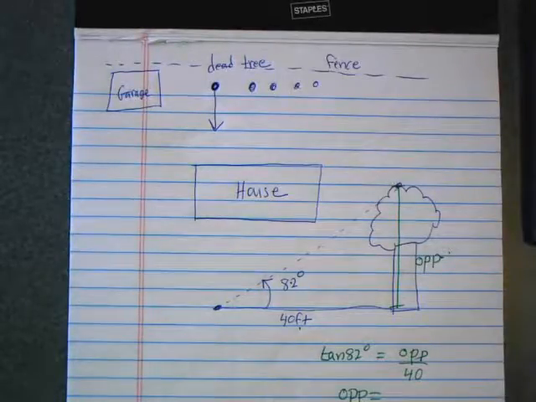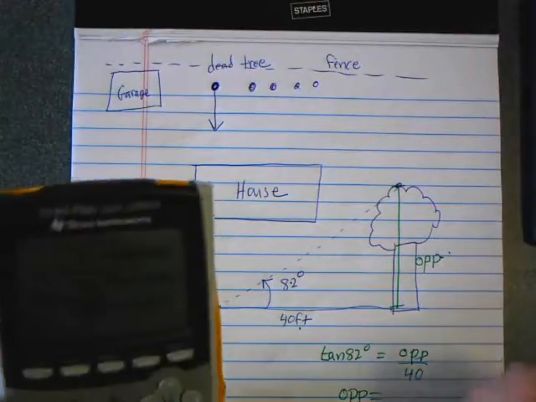13 feet. Did you make sure you pushed mode and went back to degrees? Ah, see, I told you that would catch you at least once this semester. All right, so 284 feet. 40 times tangent 82, I get 284 feet.